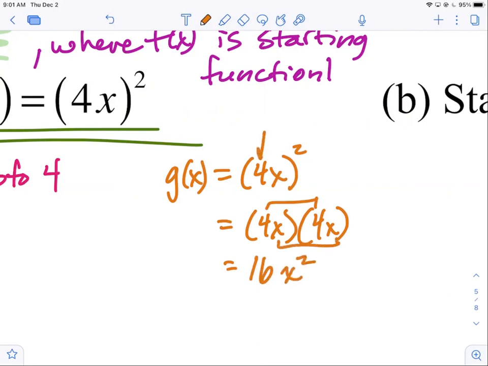Yeah. So what I did is I took the 4, which started as a B value, and I've turned it into a 16 on the outside, which is now a what value? A, B, C, or D?